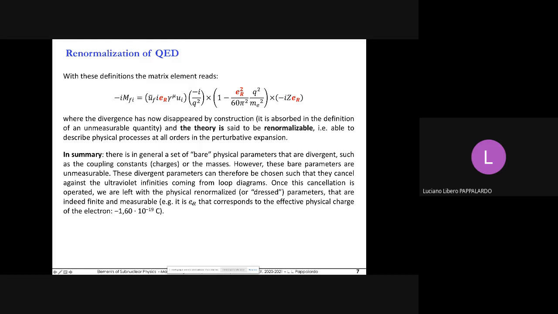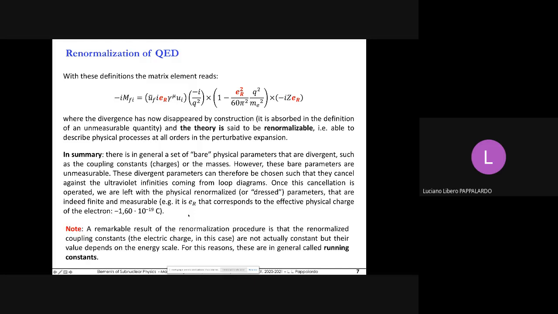For instance, this renormalized electron charge is the one that corresponds effectively to the charge of the electron, -1.6 × 10⁻¹⁹ Coulomb. A remarkable result of the renormalization procedure is that the renormalized coupling constants, the electric charge in this case, are not actually constant, but their value depends on the energy scale. For this reason they are in general called running constants. This will be clarified in the next slides.